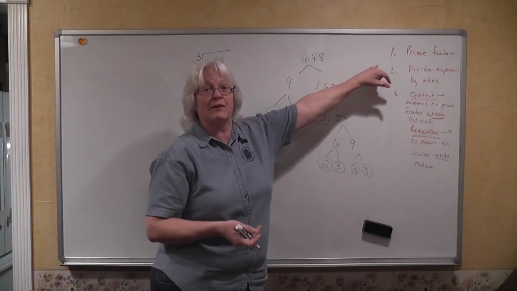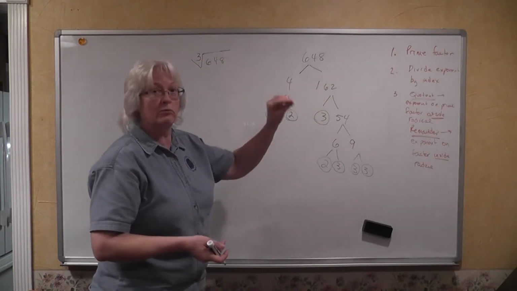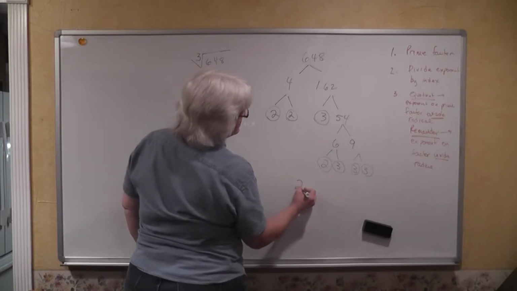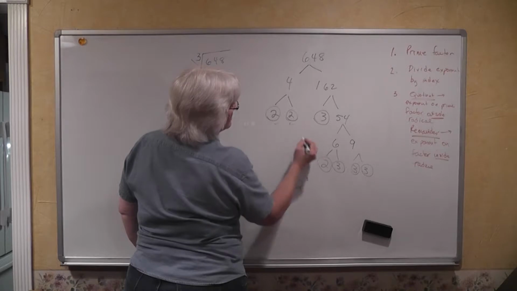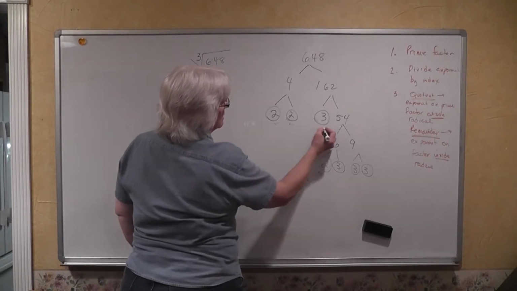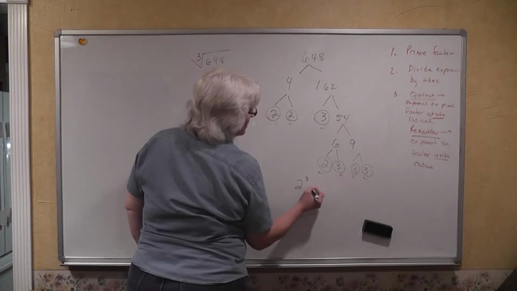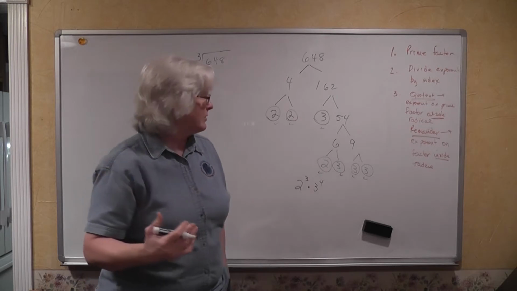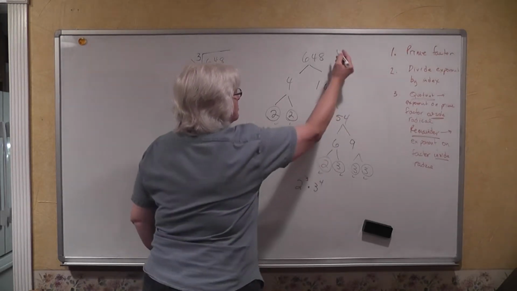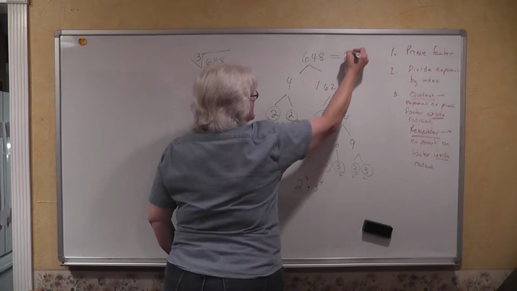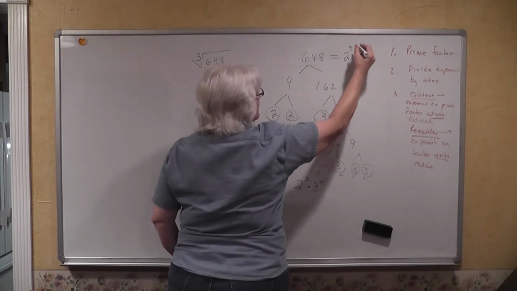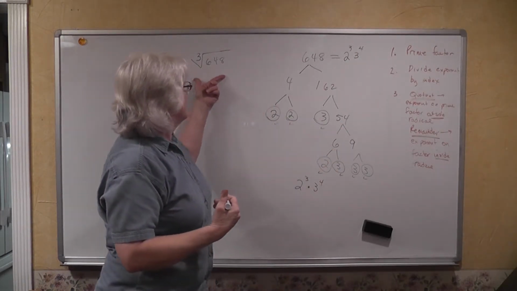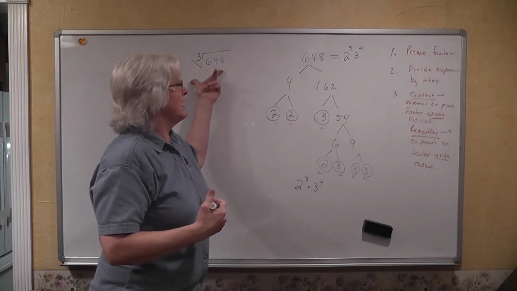I have prime factored 648, and I'm going to write this now as a product of primes. So I have 2 cubed, and I have 3 to the 4th. 2 cubed times 3 to the 4th. This right here is the prime factorization of 648. And I want to simplify this. What is the cube root of 648?